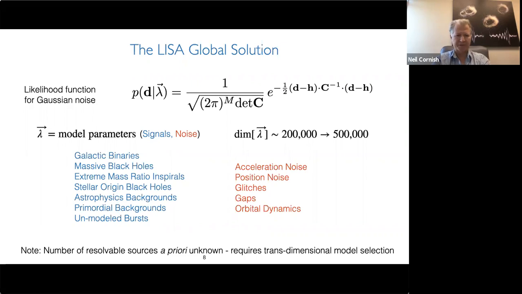binary black hole system. What is additionally challenging is we don't a priori know how many sources are going to be resolvable. So you can't just set up a model where you're looking for 5 black holes and 10 Henris. You actually have to explore the possibilities of how many sources you have of each type. So you have to do some kind of trans-dimensional model selection here where you explore the dimensionality of your model as well as the parameters.